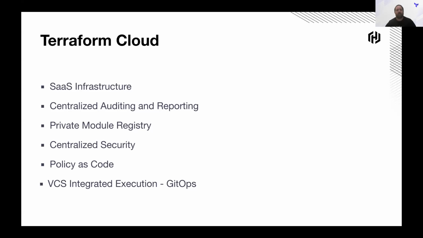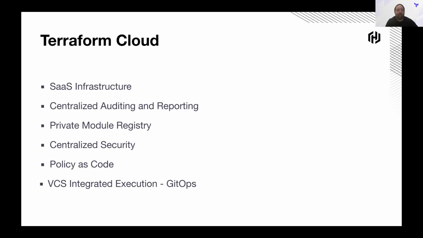So Terraform Cloud does this by offering a software as a service-based infrastructure, right? You don't manage it, HashiCorp manages it. It provides centralized auditing and reporting in the enterprise version, so you can build dashboards, giving you easy access to the logs and also aggregated information about usage. It provides a private module registry, and this is pretty important. The private module registry is much like that Terraform registry we looked at when I was building out those compute modules and that network module. The private module registry, though, stores your information.